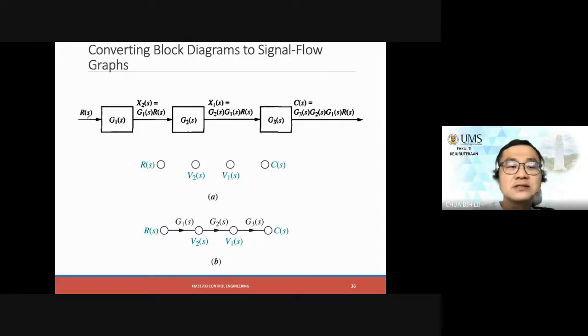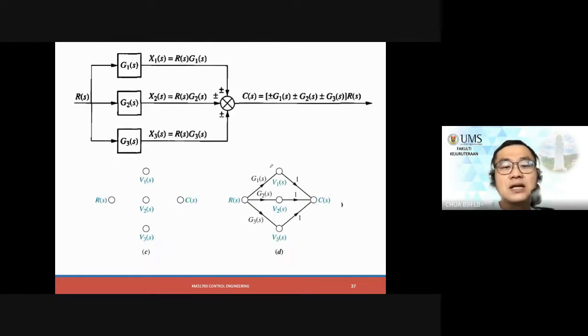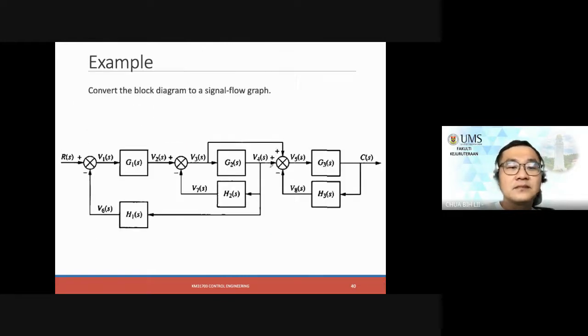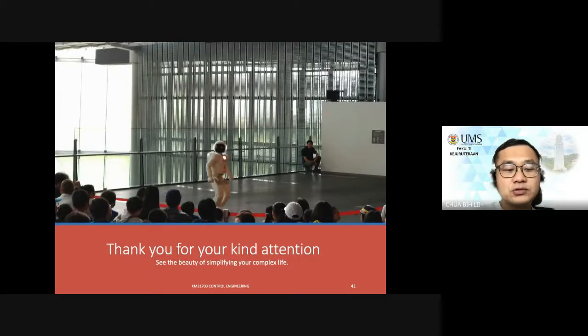So you have the signal R(s) as a node, going through the block, so it will be represented by the branch or the line. You just write the transfer functions on the line. So this is how it would look. You can always go through those examples.